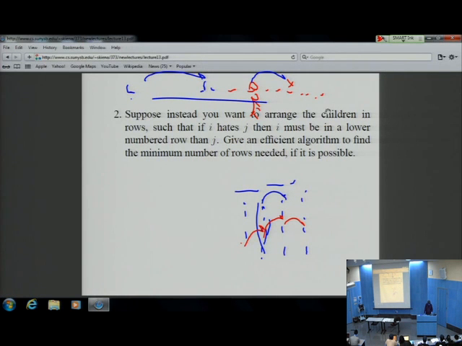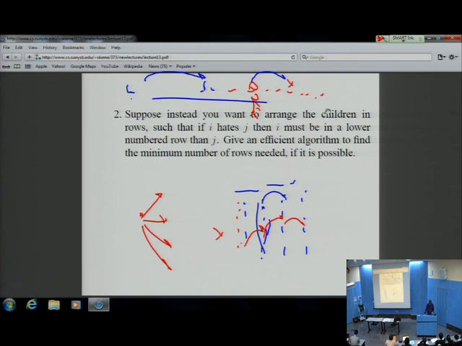Can anybody give me an idea how I might adapt my topological sort algorithm to use a small number of rows instead of n rows, which is what we did before? Any ideas how we might modify our topological sort algorithm to use few rows? Yeah? Is it the maximum number of people one person hates? No, because again, it could be you have one really rotten kid who hates everybody, right? What is the solution there?